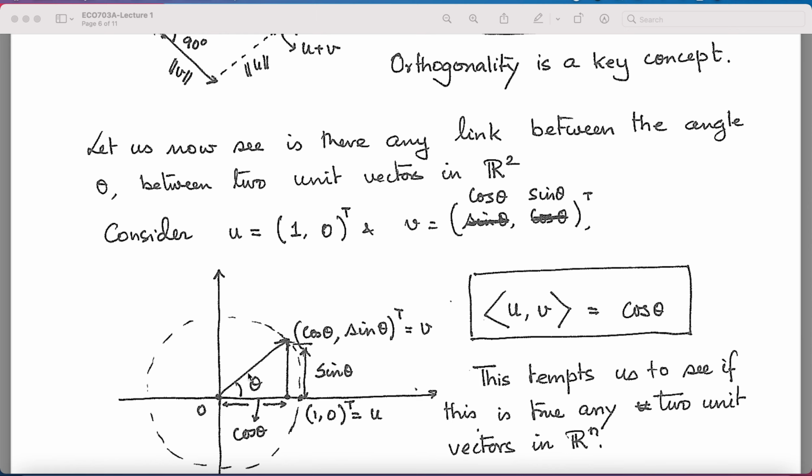Now, given the theta, any point here, any x y point here, x would be equal to r cos theta and y would be r sin theta, but r here is 1. So, it is cos theta and sin theta. Now, you take the inner product of these two vectors u and v; they are of course unit vectors, because here norm v square is cos square theta plus sin square theta, which is 1. So, if you take the inner product, you will have 1 into cos theta plus 0 into sin theta, which will give you cos theta.